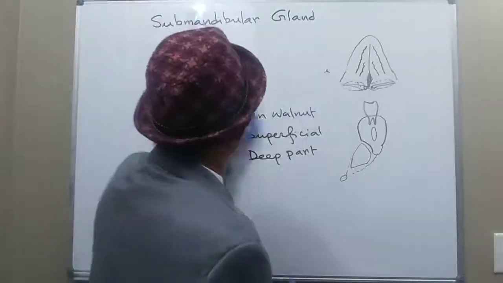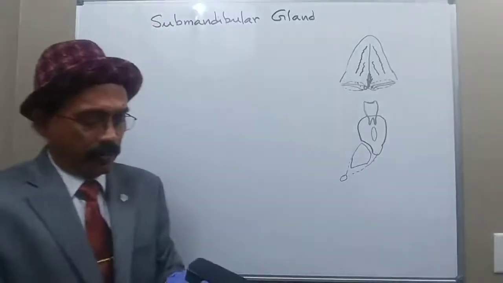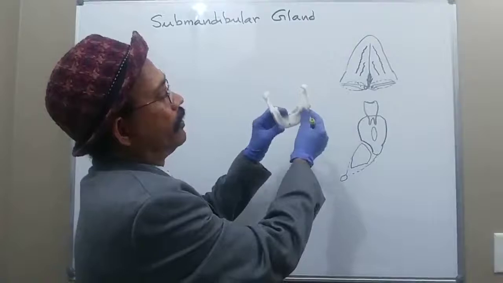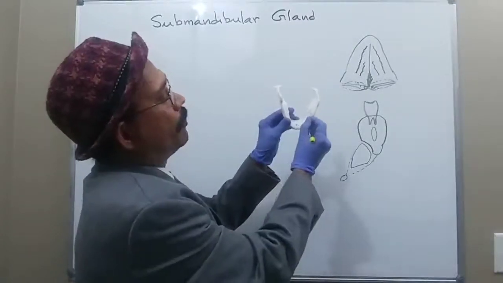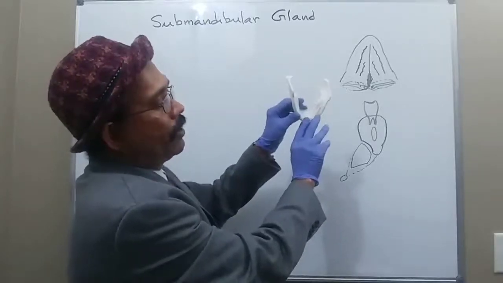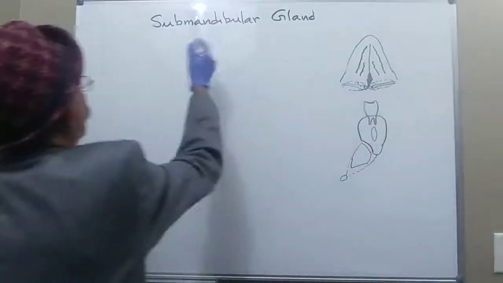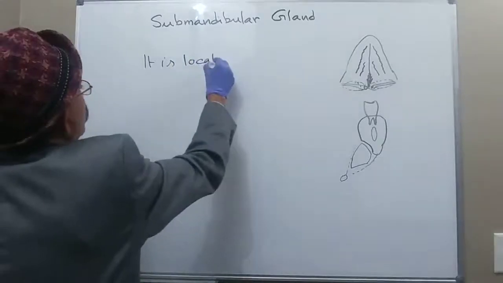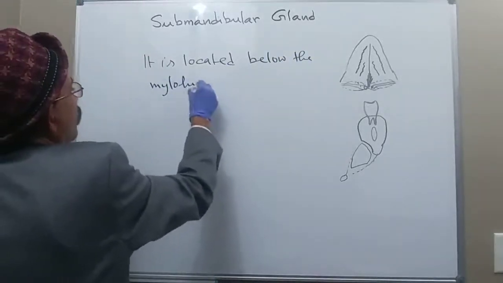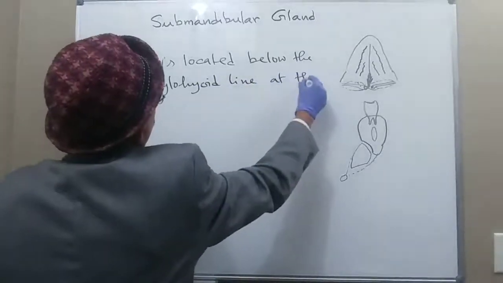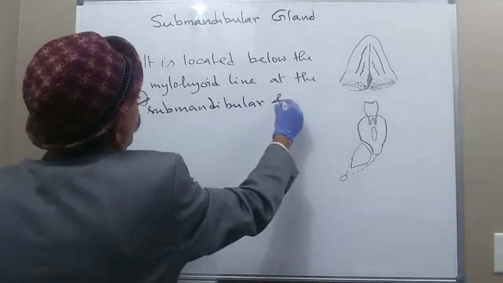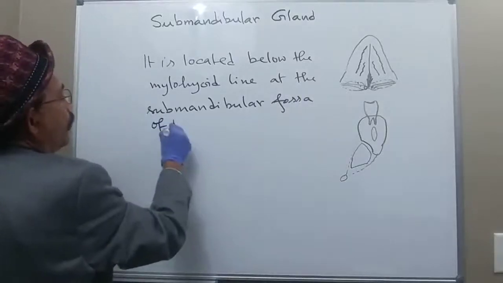If you go there, the submandibular gland is related to the submandibular fossa of the mandible, and it is below the mylohyoid line. This is the submandibular fossa of the mandible, and this is the mylohyoid line. So below the mylohyoid line, at the submandibular fossa of the mandible, we have the submandibular gland.